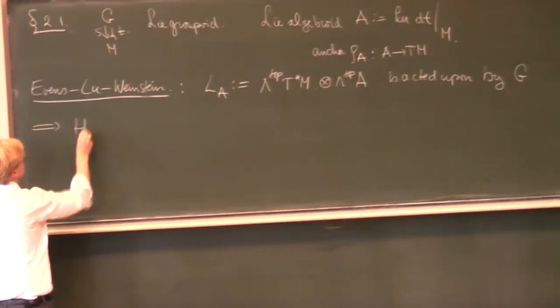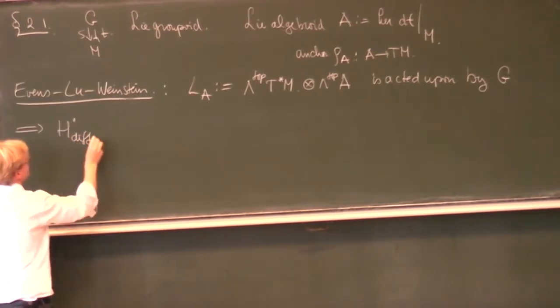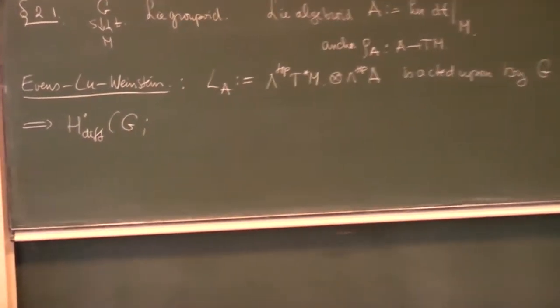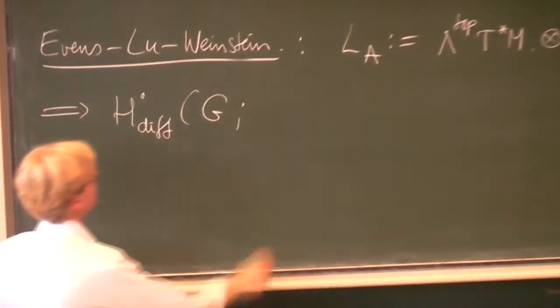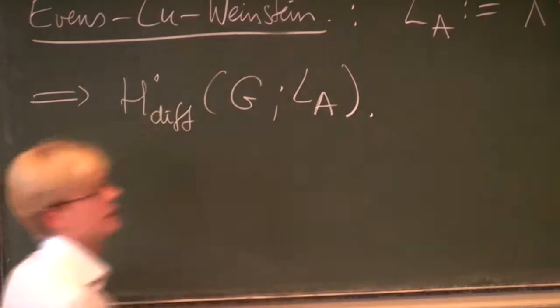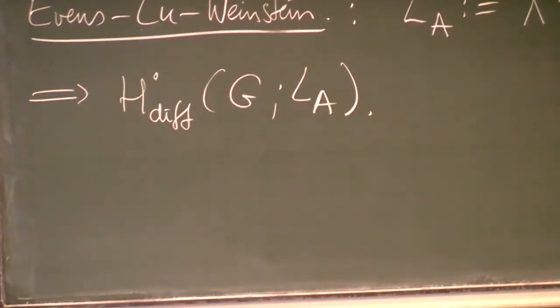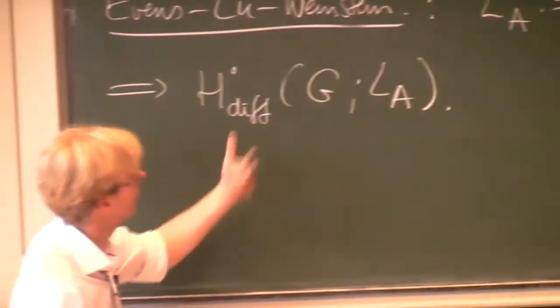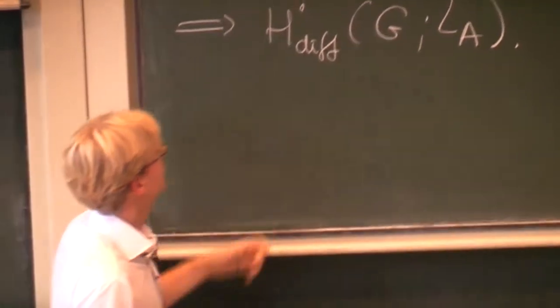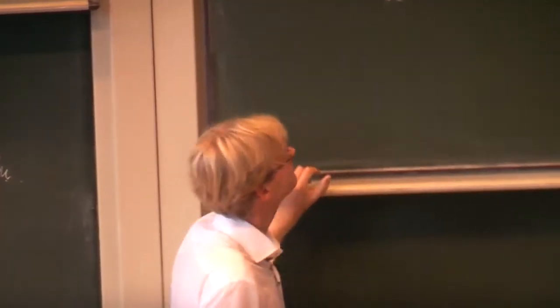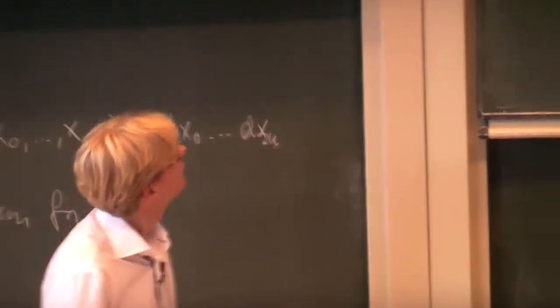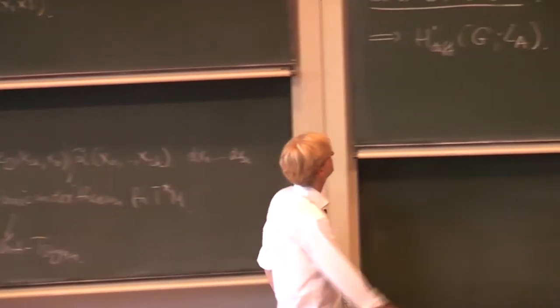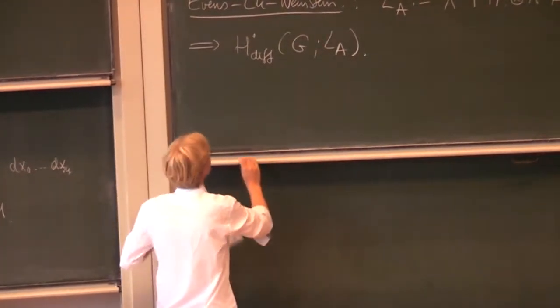So I can speak about the following cohomology. I can form the differentiable groupoid cohomology with values in this line bundle. At this point I'm very grateful for the school that was here last week, because I don't have to explain how to define this. Okay, so that's one thing I need. I need this line bundle. I need the groupoid cohomology with values in that line bundle.